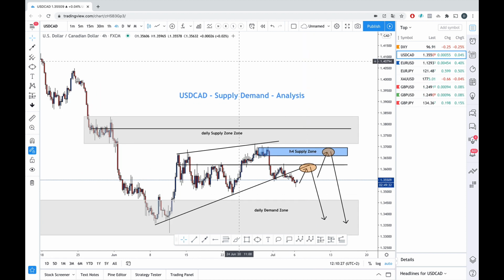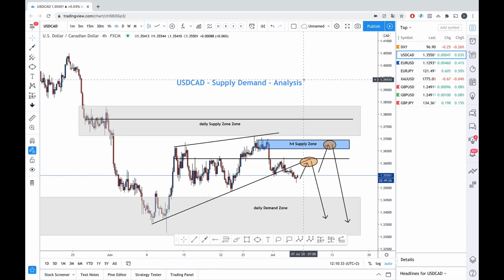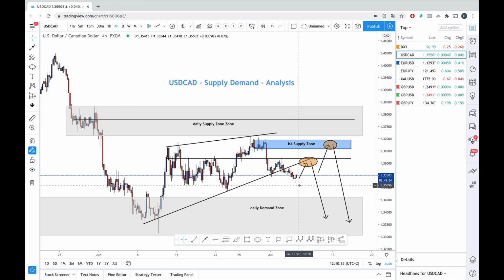A lot of you traders may have already entered at this break, but this is not what I personally recommend, because price could easily go more up, like to this supply zone, before continuing to the downside. So I will definitely wait for this correctional move.